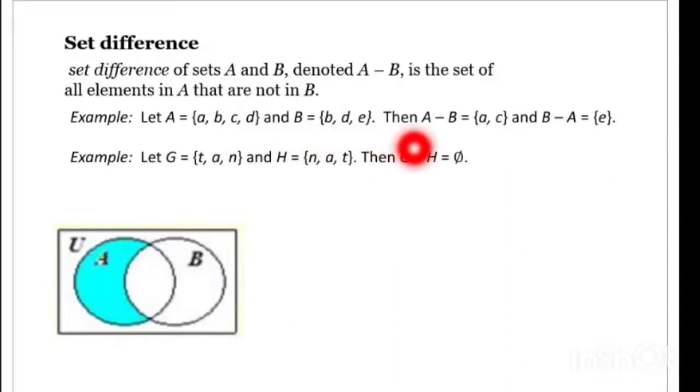If we consider an example, the set A contains the elements a, b, c and d, and the set B contains b, d and e. Then by definition A difference B will be {a, c}, because here only a and c are contained in A and b and d are also present in B, hence A difference B will be {a, c}. Similarly, we can find that B difference A will be the set which contains the element e.